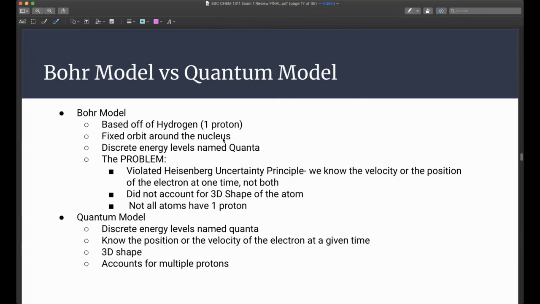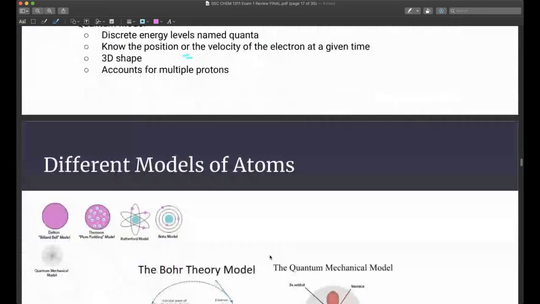It did not account for the 3D shape of the atom. Like I mentioned earlier, the shape of the Bohr model was 2-dimensional, but in the quantum model you saw the different orbitals. So that's a difference too. And not all atoms have 1 proton. In fact, only one element has 1 proton, and that's hydrogen. Those are some shortcomings, and these were all addressed in the quantum model. We still kept discrete energy levels, but we know either the position or the velocity of the electron at a given time. We account for its 3D shape, and it accounts for multiple protons.